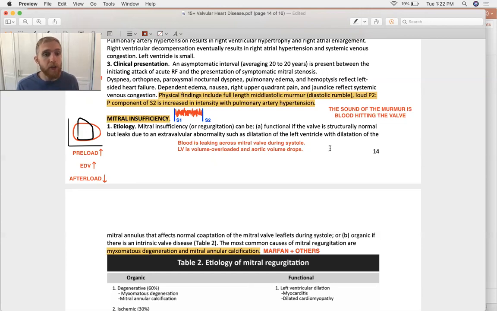So that's going to lead to the characteristic PV loop of a mitral regurgitation. It's going to be wide and flat. And it's wide because the preload is up, the ventricle's volume overloaded. And it's flat because the afterload is down, because less blood is getting out to the aorta.